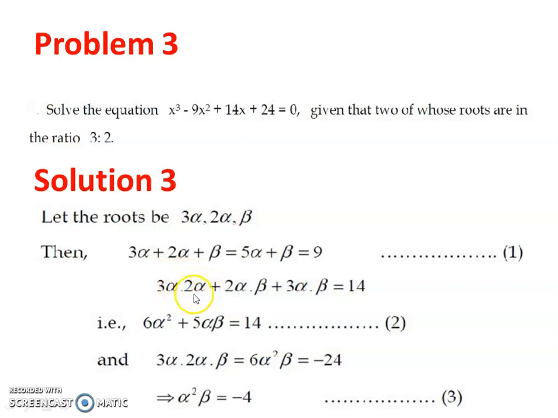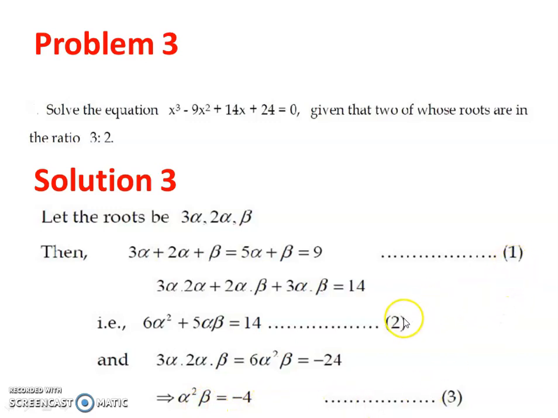And the sum of products of two roots equals 3 alpha into 2 alpha plus 2 alpha into beta plus 3 alpha into beta, equal to 14, using the result c by a. Then on simplification you will get another equation, 6 alpha square plus 5 alpha beta equal to 14. You can take this as the second equation and the previous one as the first equation. And also we know that the product of three roots, that will be 6 alpha square into beta, is equal to minus d by a, which is minus 24. Then on simplification you will get alpha square into beta equal to minus 4.